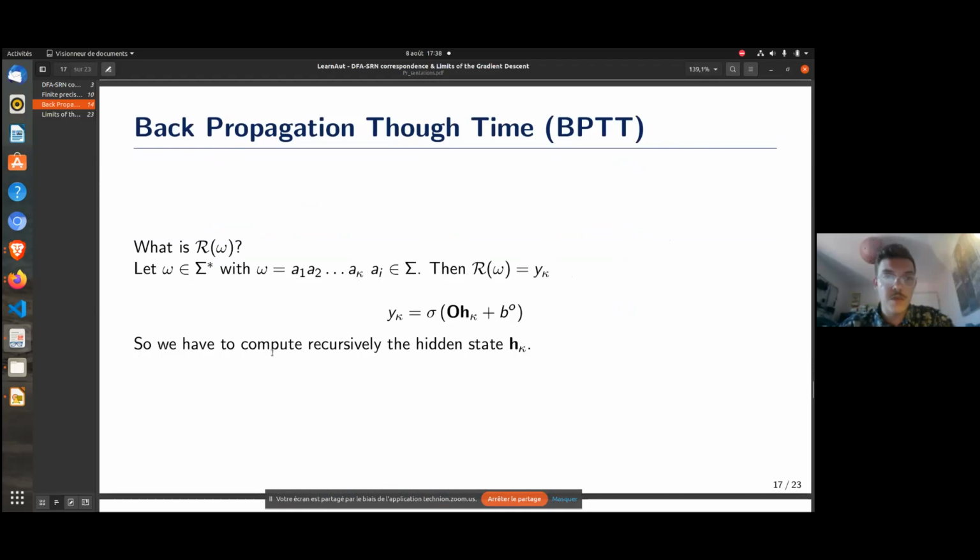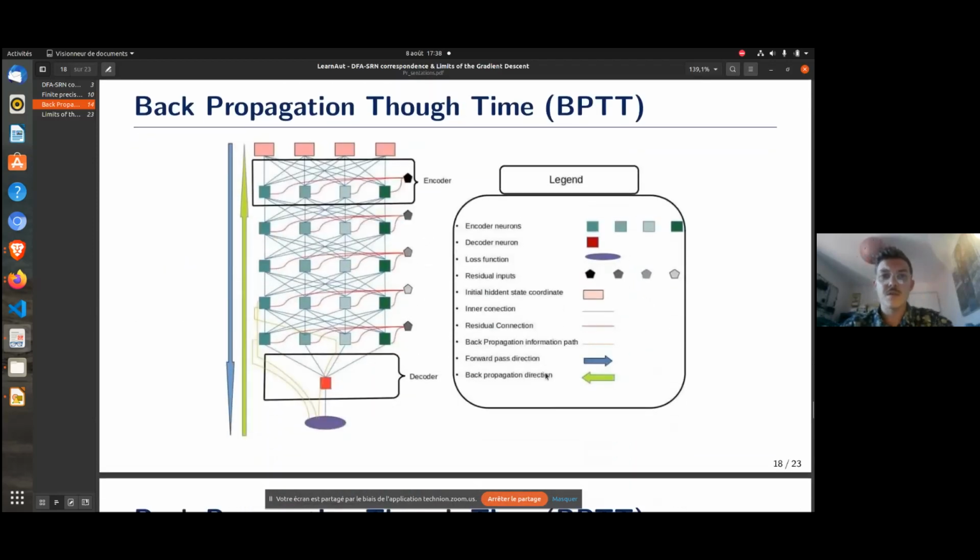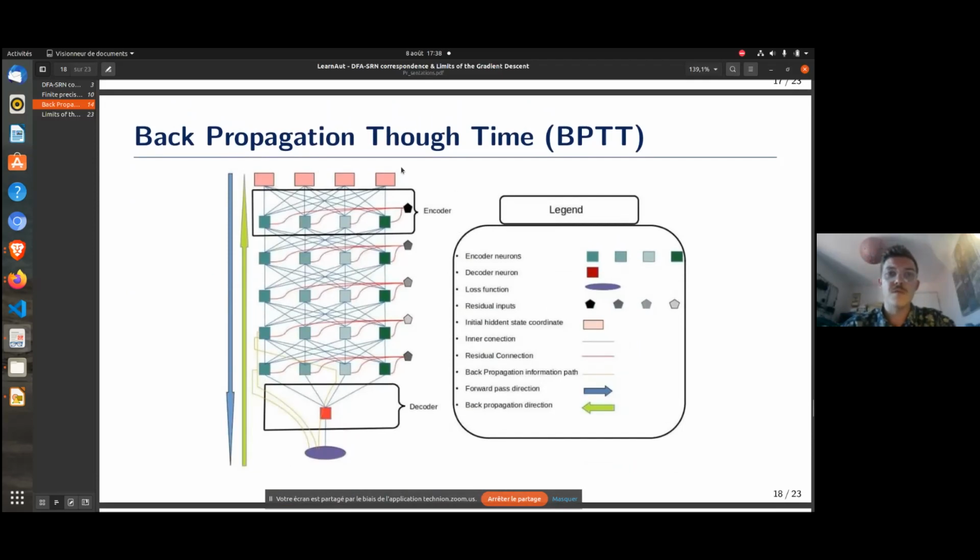So we have to compute recursively the hidden state h kappa. And this recursive computation can be represented graphically, and this is what we do here in this graph. This picture has a lot of information, but I would like you to focus just on this particular part of the graph right here. If we give the initial hidden state vector, and we assume that our word length kappa is equal to 5, we are going to produce the first hidden state vector, then the second one, and so on up until kappa.